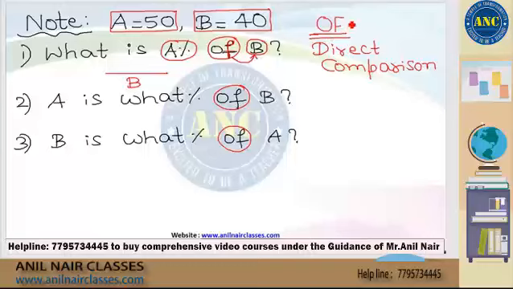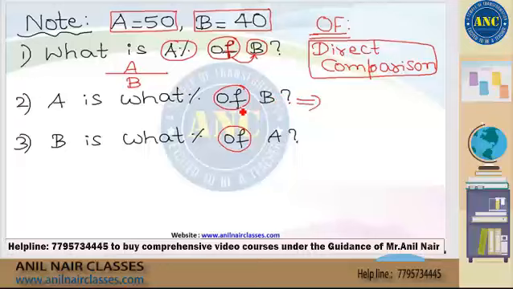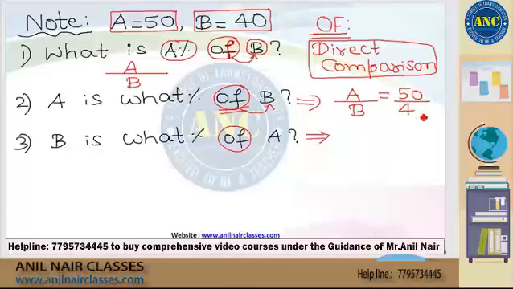That is the reason I wrote here, "of" is nothing but direct comparison. That means directly write the other variable in the numerator. Your numerator is nothing but the other variable A. Similarly, second question, what is coming after "of"? B is coming, and because "of" is given in the question, directly write the other variable in the numerator. Again, second question is A by B. A by B is nothing but 50 by 40. 50 by 40 is 5 by 4. 5 by 4 is nothing but 125 percentage, right?